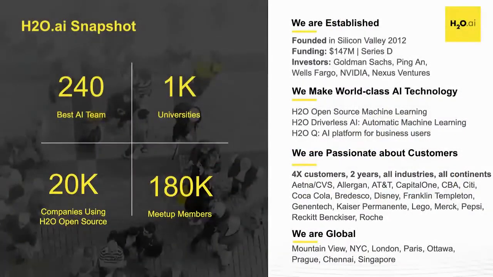We've been around since 2012. We just recently got our Series D funding. We have a very diverse set of investors. We're about 240 people. About 20,000 people are using H2O every day, right? And over 1,000 universities have now made H2O and our AI and machine learning technology part of their curriculum, right? And we have a very active meetup community if you want to keep learning more.